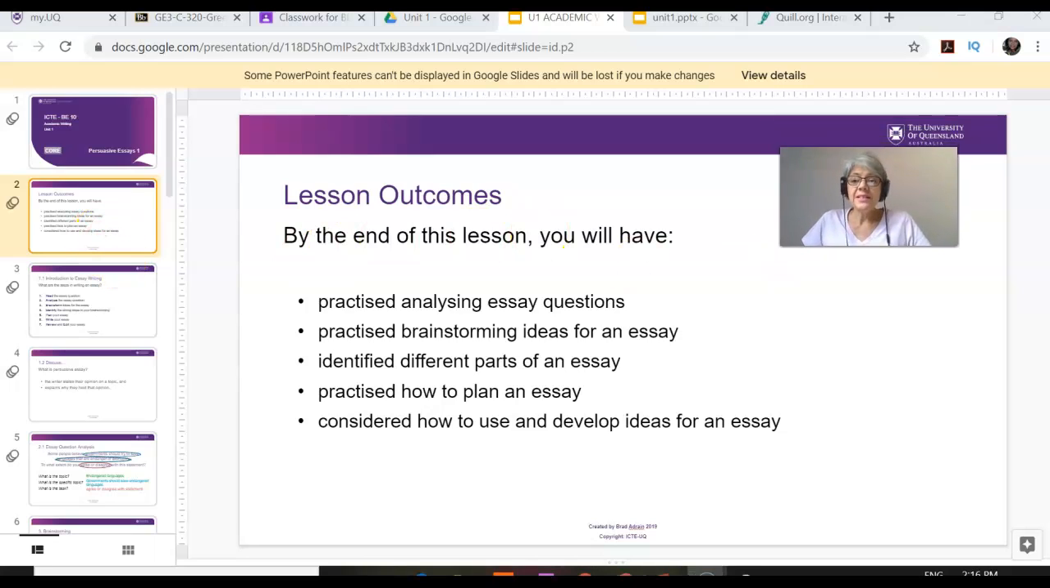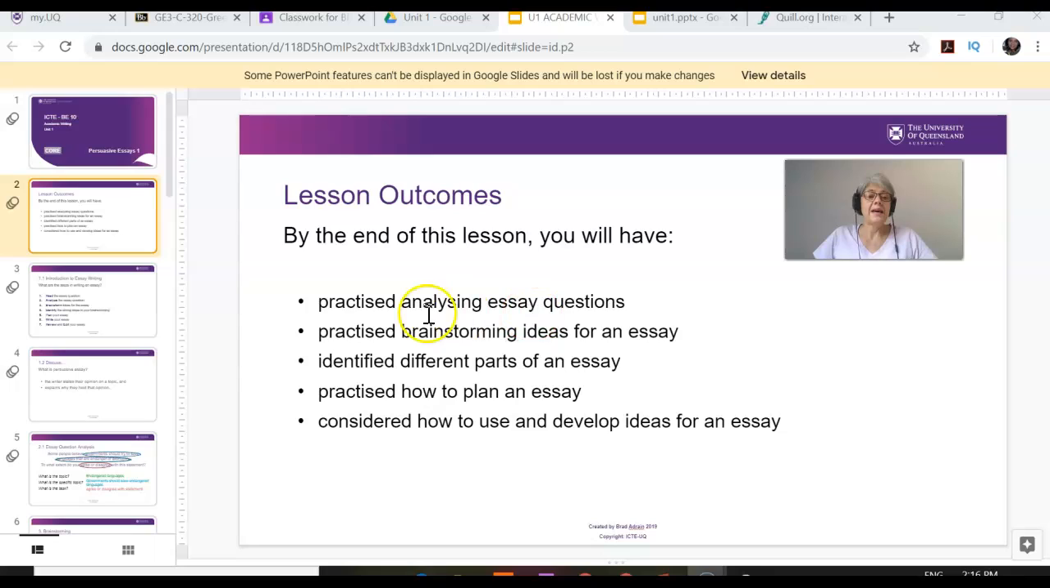So by the end of today, you should have practiced analysing essay questions. You will do quite a bit of brainstorming practice. You will identify different parts to an essay. You will plan for an essay, and you will think more carefully how to think of ideas, develop those ideas, and which ones to put in the essay.